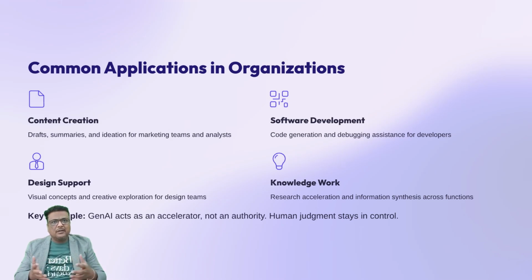You might have seen this already. Developers use Gen AI to draft code. Marketing teams use it to generate campaign ideas. Analysts use it to summarize long documents. Here's a realistic example. A project team needed a first draft of a proposal overnight. Instead of starting from a blank page, they used Gen AI to create a rough draft and then refined it. The human judgment stayed in control. Gen AI simply reduced effort. This is the healthy way to use generative AI, as an accelerator, not an authority.